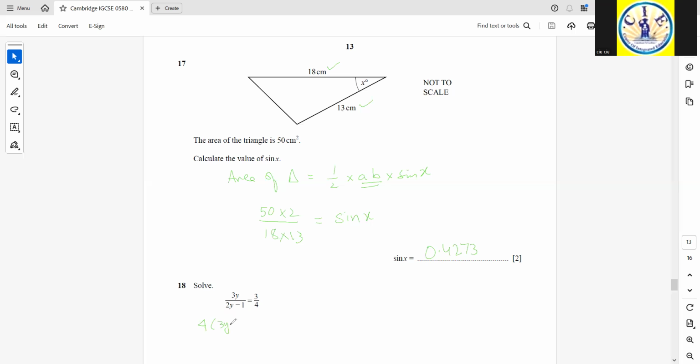4 times 3y is equal to 3 times 2y minus 1. That is 12y is equal to 6y minus 3. Then 12y minus 6y is equal to negative 3. So 6y is equal to negative 3. The value of y is negative 3 by 6. That is negative 1 by 2.